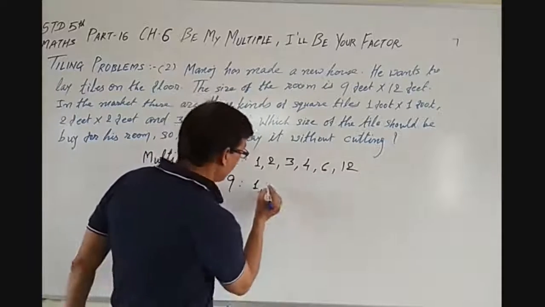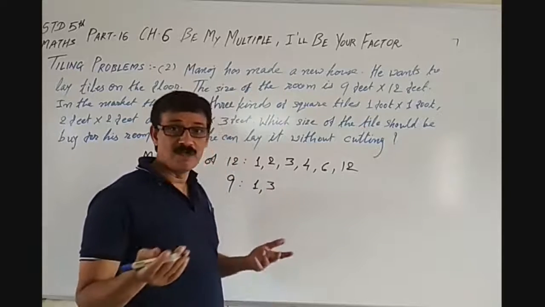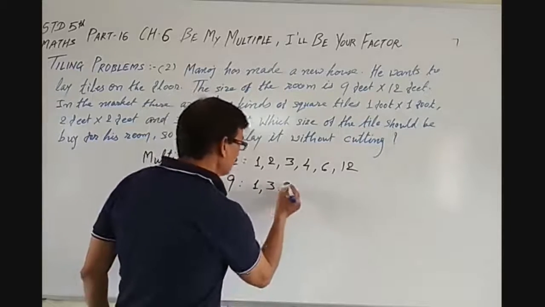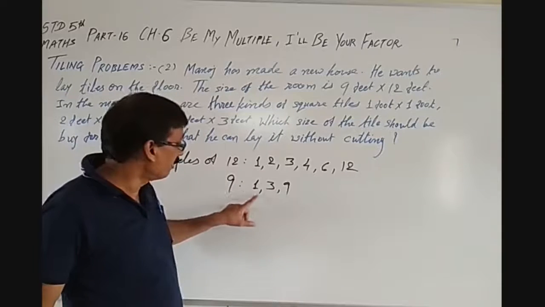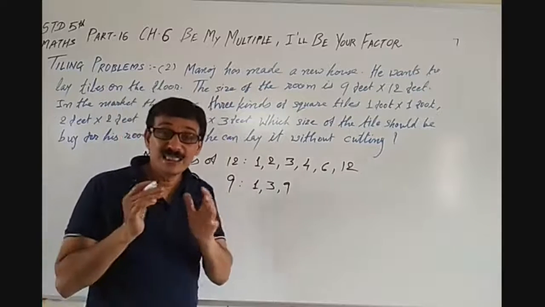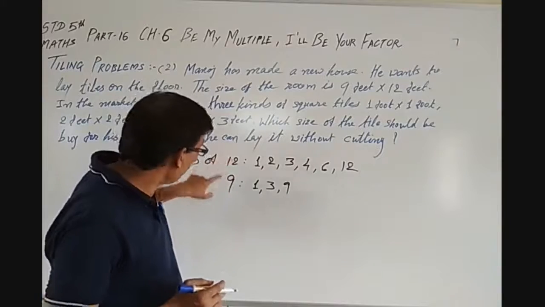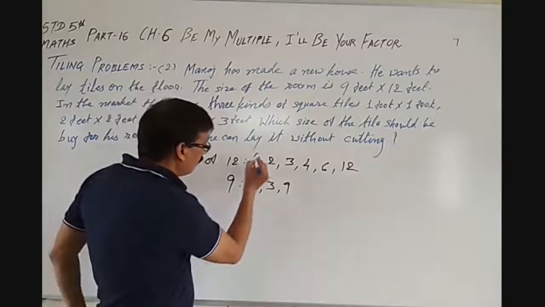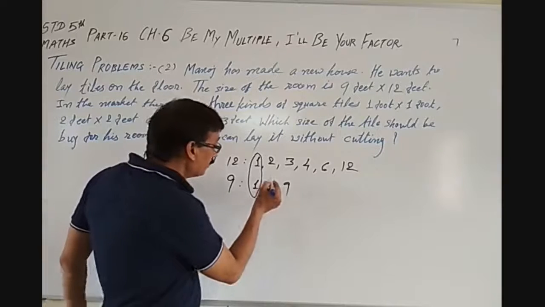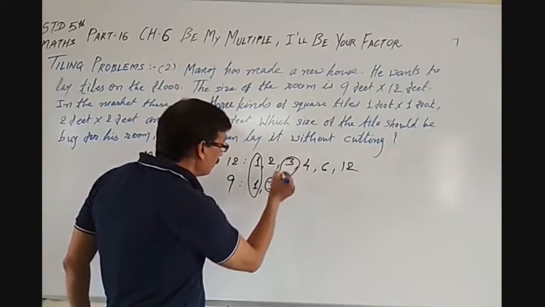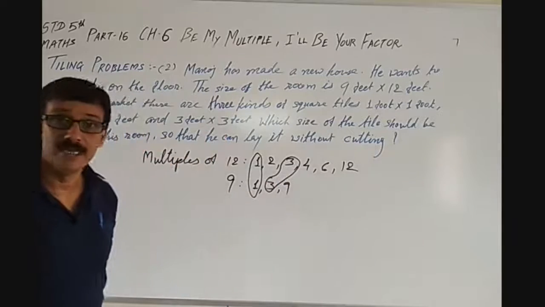Then 3. Yeah. 4, 5, 6. No. Then last one is 9 itself. So multiple of 9 is 1, 3, 9. Now let's see the common multiple of 12 and 9. See, 1 and 1 is common multiple to both, and 3 and 3 is common multiple, isn't it?